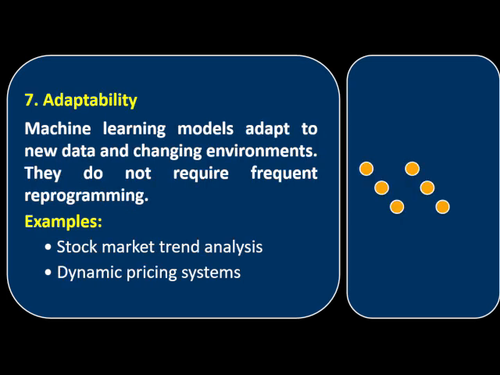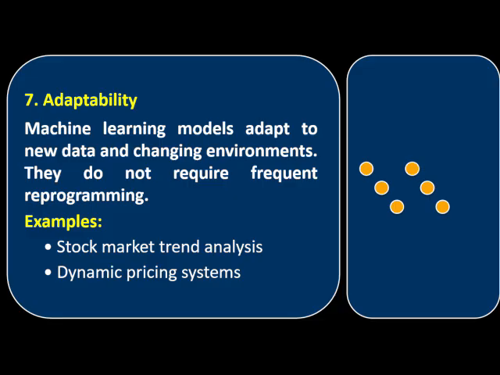The next one is adaptability. Machine learning models adapt to new data and changing environments. They do not require frequent reprogramming. Examples: stock market trend analysis, dynamic pricing systems. Adaptability means the ability to adjust to changing data patterns. Real world environments are dynamic, not static. Machine learning systems adapt automatically. For example, stock market trends change every day.